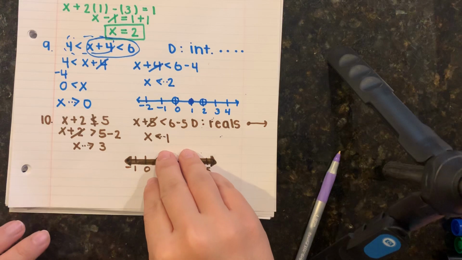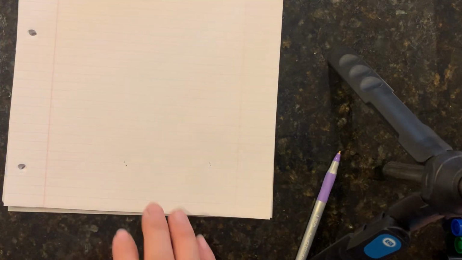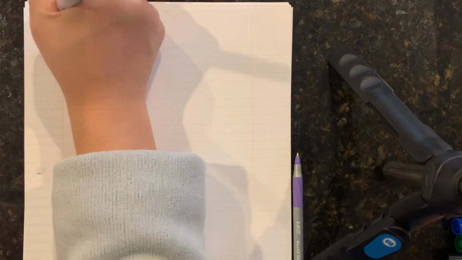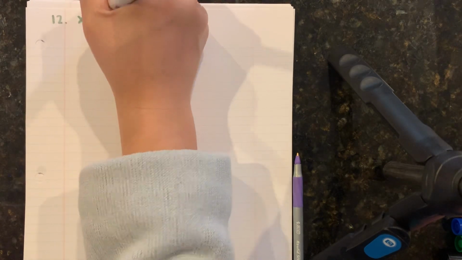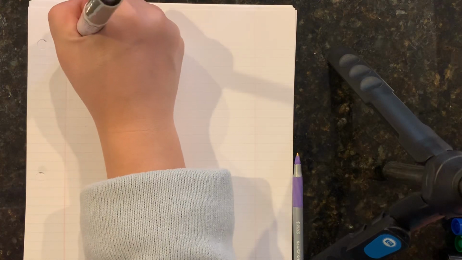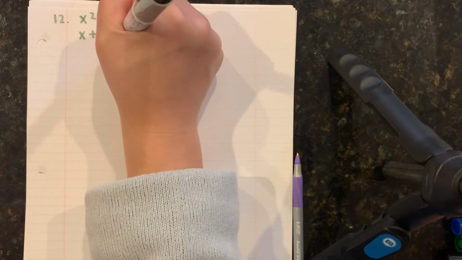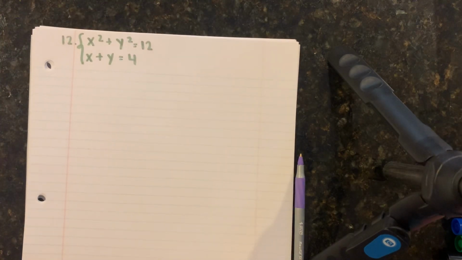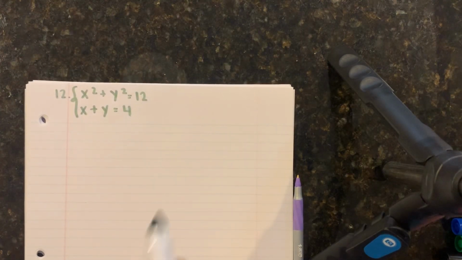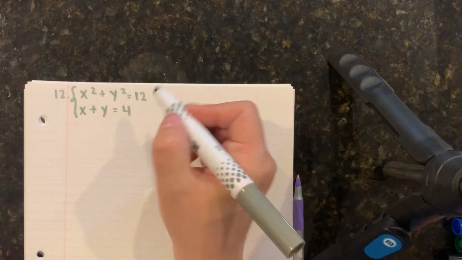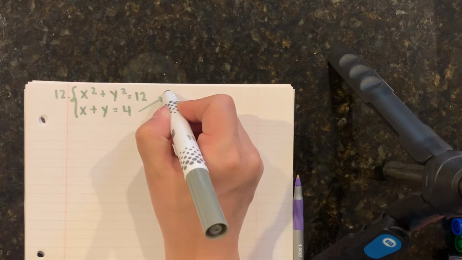Okay. And then the last one that we're going to work on is going to be number 12. On number 12, we have x squared plus y squared is equal to 12, and then we have x plus y is equal to 4. So the first thing that we're going to do on this one is solve our equation for either x or y. It doesn't matter which one you decide to do. I'm going to choose to solve my equation for y in this equation.